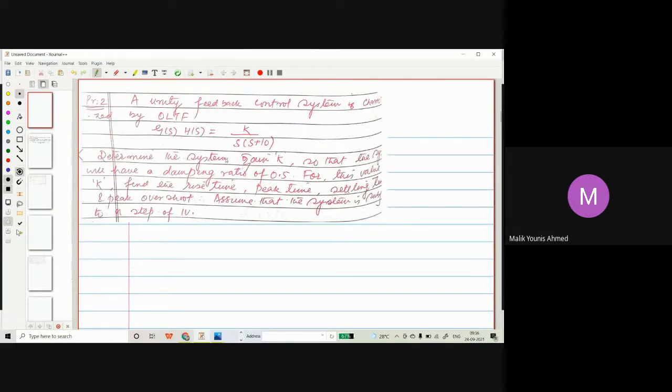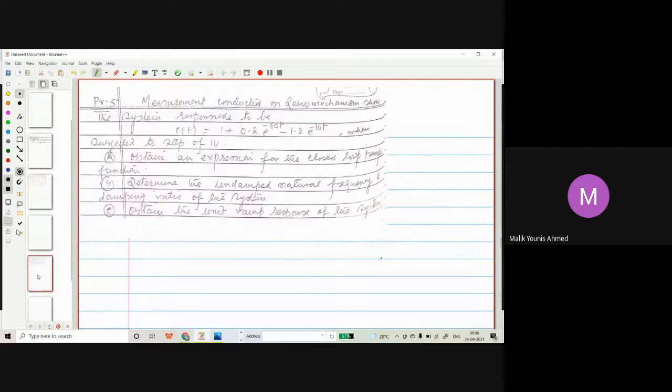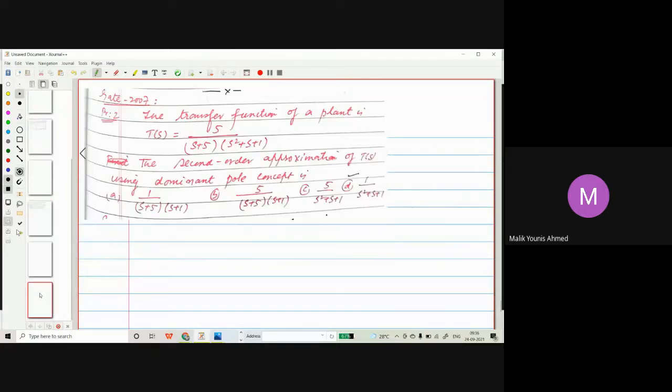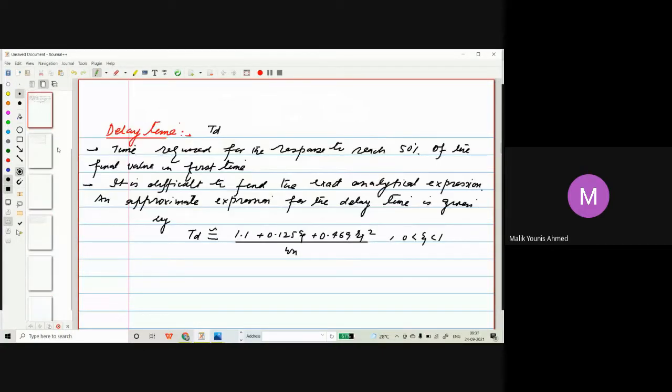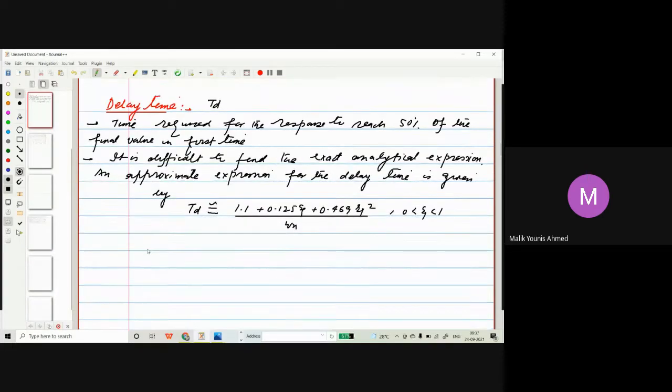Now, I had one numerical. I don't know why I kept that. Anyway, I'll get that numerical. The numerical is very simple. We can write it here, no problem.